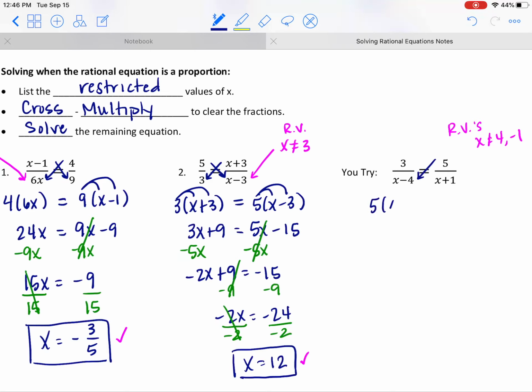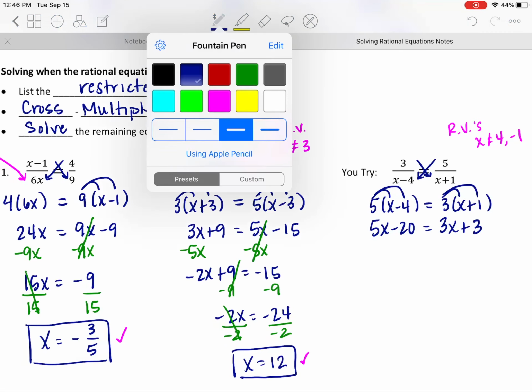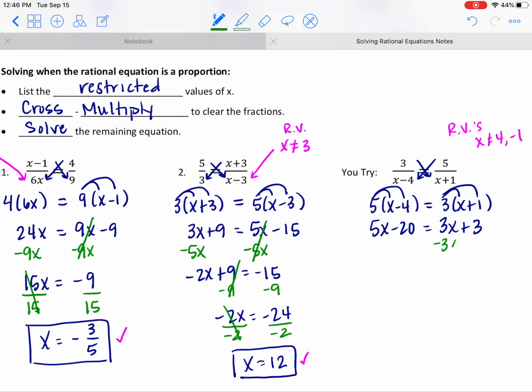So 5 is going to multiply to x minus 4. And 3 is going to multiply to x plus 1. And those cross products must be equal. So 5x minus 20 has to equal 3x plus 3. Now I want to get my like terms together, so I'm going to subtract 3x from both sides. It's going to cancel that one. So I have 2x minus 20 equal to 3.